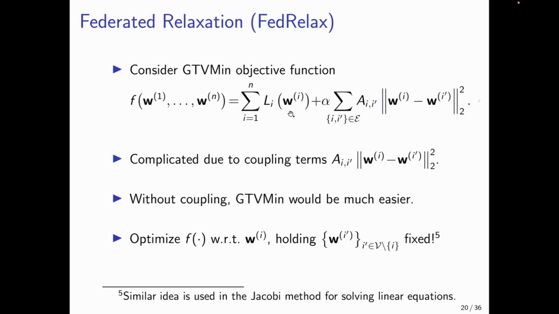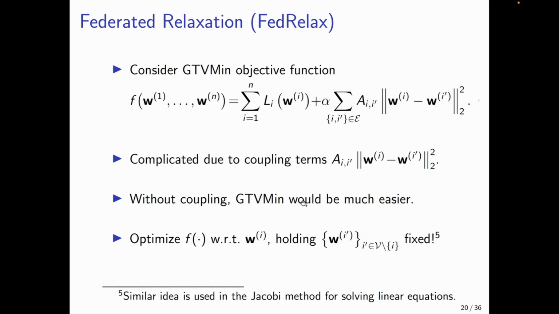To minimize GTV, you need to take into account that there are two parts in GTV minimization. The first is the local loss function, or the sum of local loss functions, and the second part is this TV minimization. The minimization of this objective function would be much easier if there were not these coupling terms, if these coupling terms would go away.